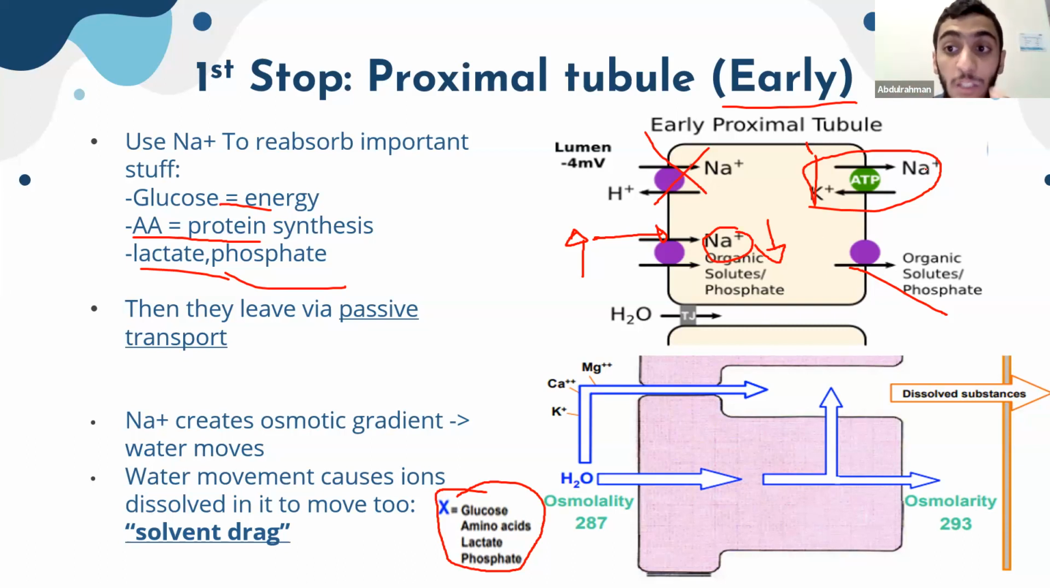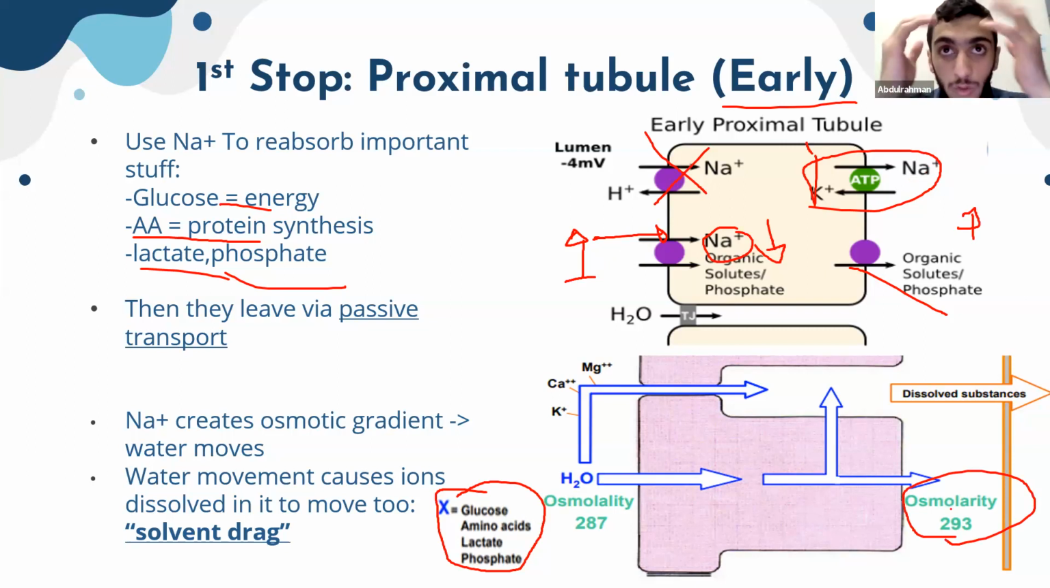So what happened is that you see the sodium potassium ATPase, not only did it create an osmotic gradient here, but it also created an osmotic gradient here, right? Because the sodium is now moved outside into this area. So the osmolarity now is much bigger here. Now, osmolarity is important because it is associated with the movement of water.